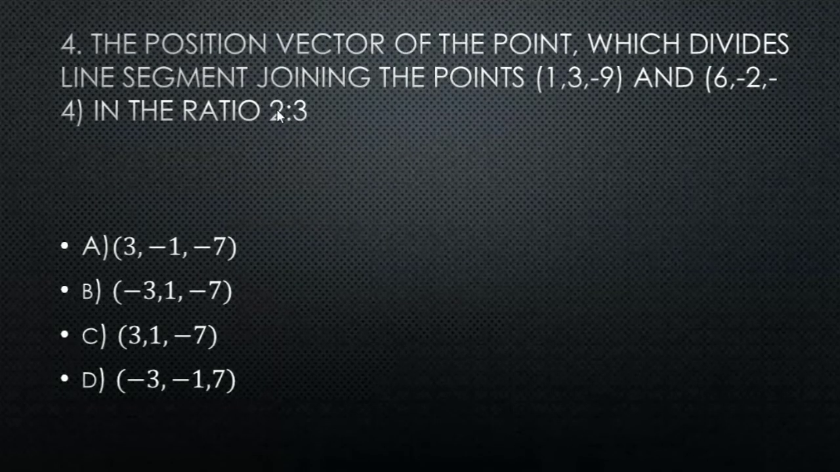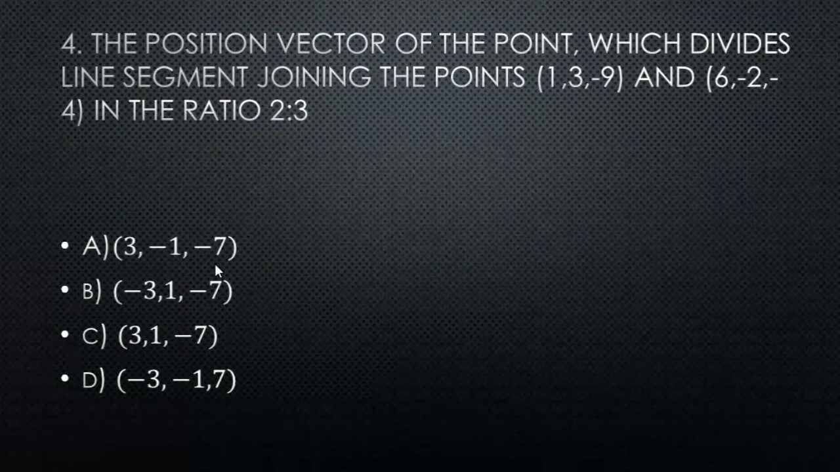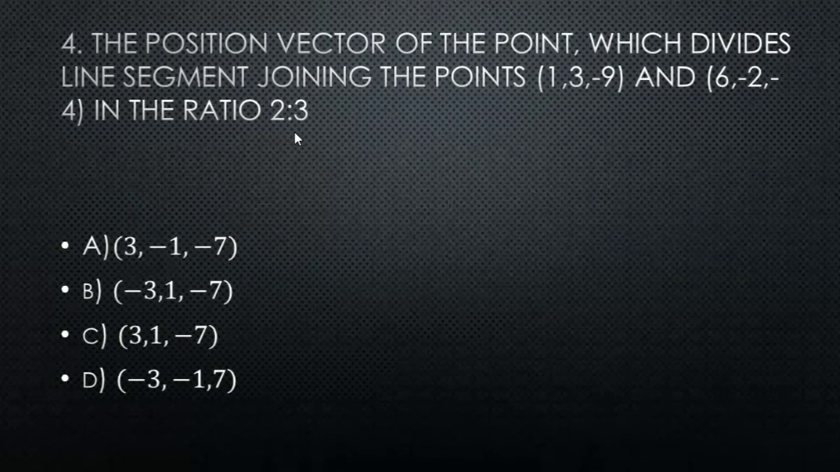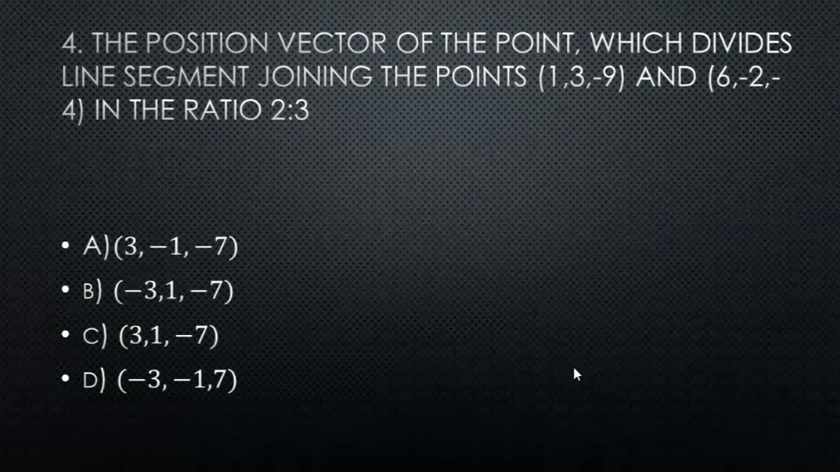Is it clear? So what can we write? The options are given as (3, -1, -7), that is 3i cap minus j cap minus 7k cap. These are the components given. Now what you can do is multiply 2 to the second one plus 3 to the first one, divided by m plus n, that is 2 plus 3.